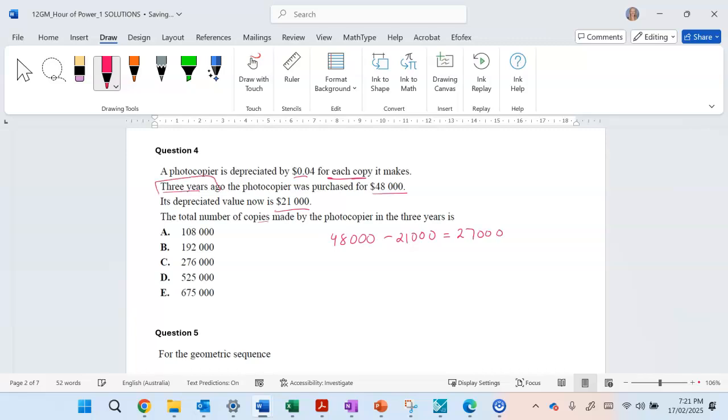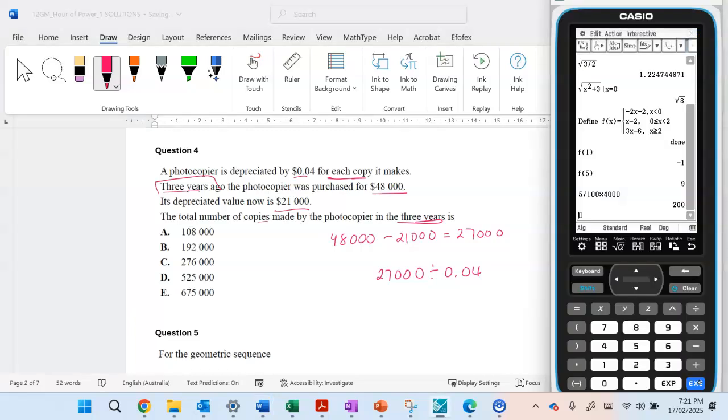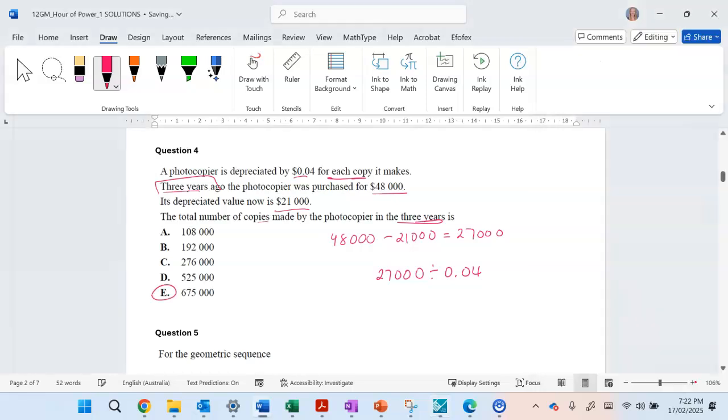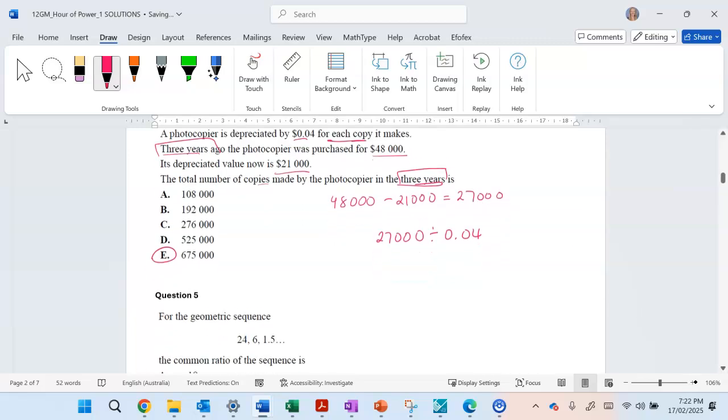And that's over 3 years. So we want to work out, oh no, we're doing it for the whole 3 years. I was going to calculate it for a year, but we want to do it for the 3 years. So 27,000 divided by 0.04, and we get that big number, 675,000. If it was per year, we would have to divide that by 3, but it's over 3 years, so we didn't have to do that.